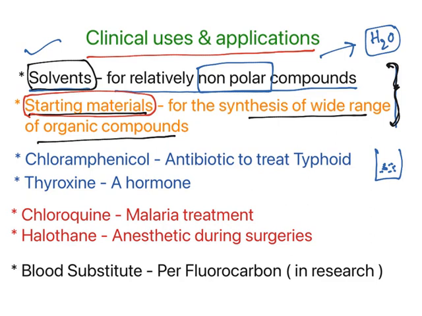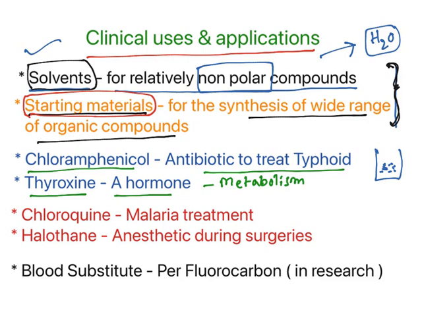Now the next ones are clinical applications. Chloramphenicol is an antibiotic which is used to treat typhoid. Thyroxine is a hormone synthesized in human beings which controls metabolism. The deficiency of this thyroid hormone may result in a disease called goiter. Both chloramphenicol and thyroxine are naturally occurring compounds. Chloramphenicol is obtained from a microorganism. Thyroxine is naturally synthesized in human beings. Both natural compounds have important clinical uses.